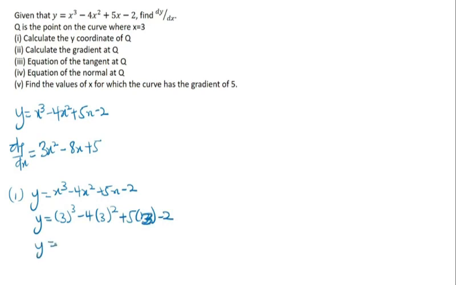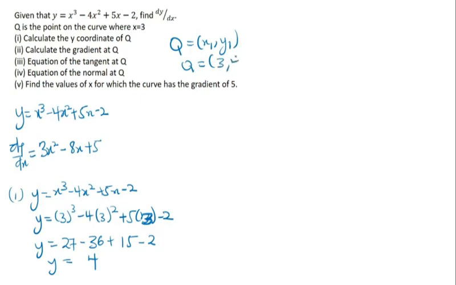So this is equal to 27 minus 36 plus 15 minus 2. If we input everything into the calculator, we get y to be 4. So at the point Q, x1, y1 are, as I'm going to write over here, x is 3 and y is 4. So we have the point Q on the curve where the normal and the tangent meet, before we find everything else we have been asked.